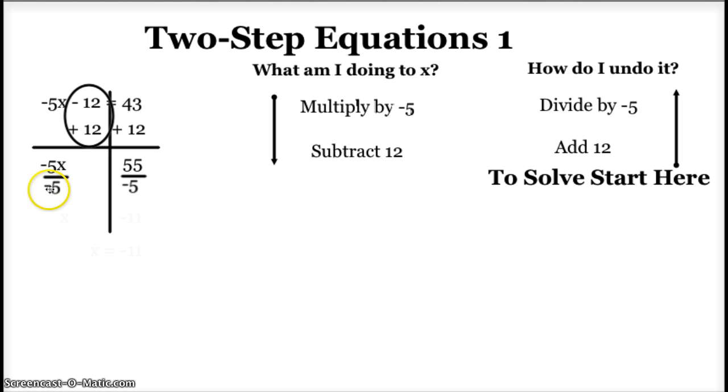Well, negative 5 divided by negative 5 is just 1. So on the left side of the equation, I'm going to be left with x. And on the right side of the equation, if I have 55 divided by negative 5, I get 11, and since the signs are different, I'm going to get negative 11. So the answer for this problem is going to be x is equal to negative 11.